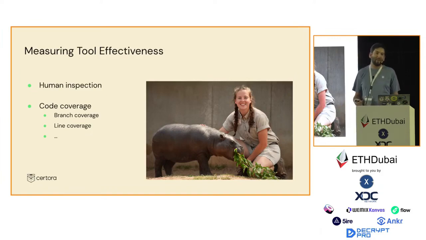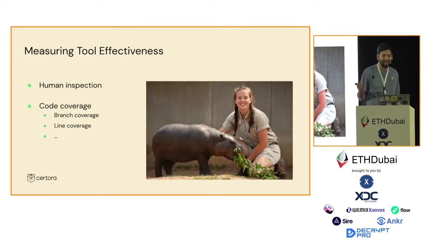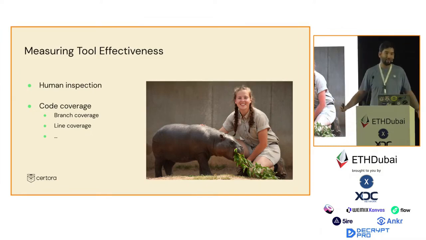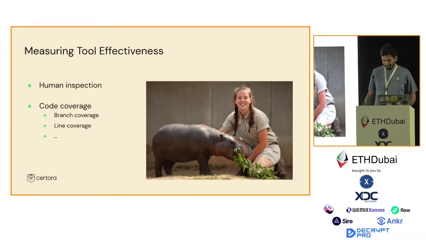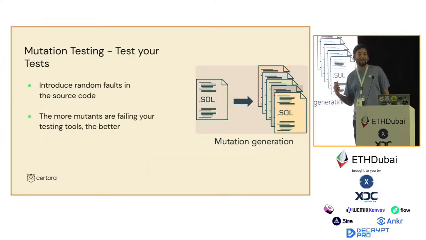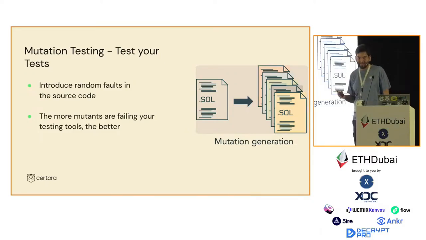Another option is that many tools will report what is the code coverage that they have. And you're probably familiar with this from testing, also from traditional software. We have different types of coverage, branch coverage, and line coverage, and many, many others. However, there is another type which is somewhat less known, which is called mutation testing. And the idea is that we're trying to test our tests.